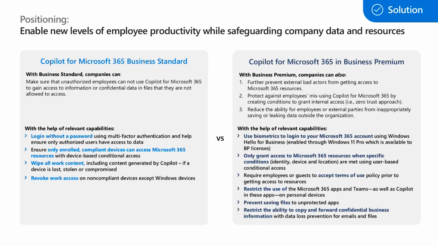So the solution is Microsoft 365 Business Standard and Business Premium both include MFA to ensure secure access to M365 resources and help prevent lost or stolen passwords. But as you can see, Business Premium builds upon this with additional access control and tools to help keep information from being saved or leaked outside your organization. So it's basically, with conditional access, another layer of security that you have.